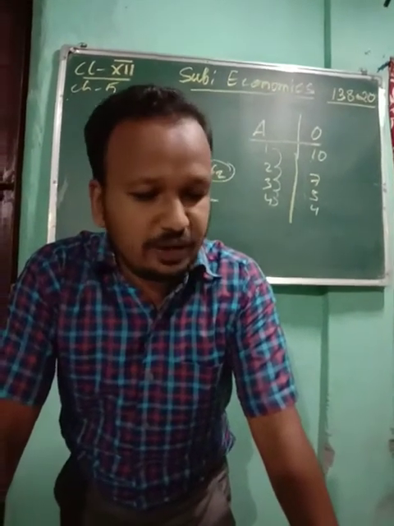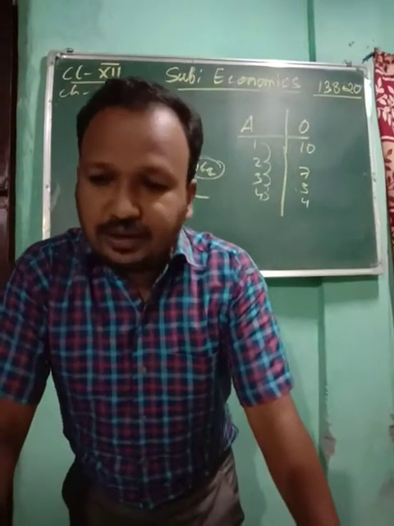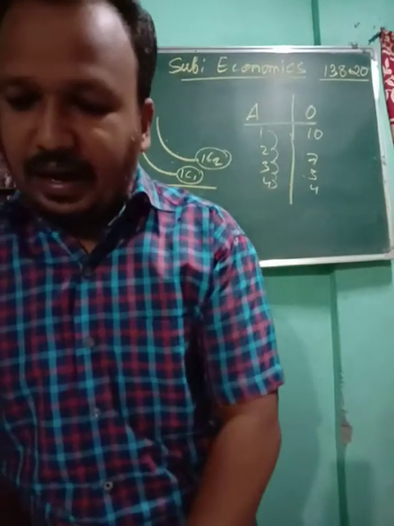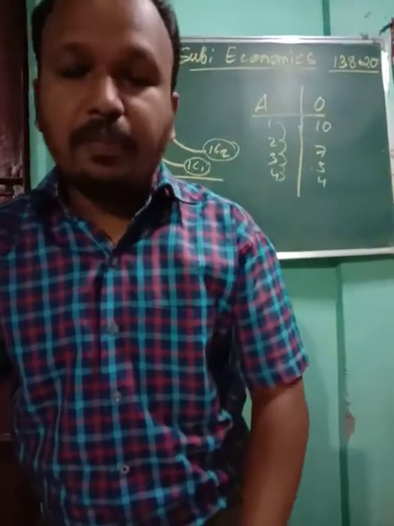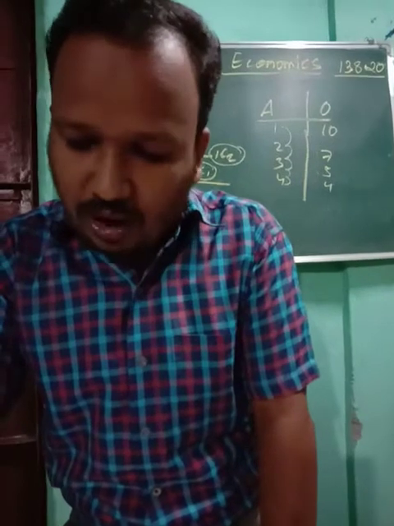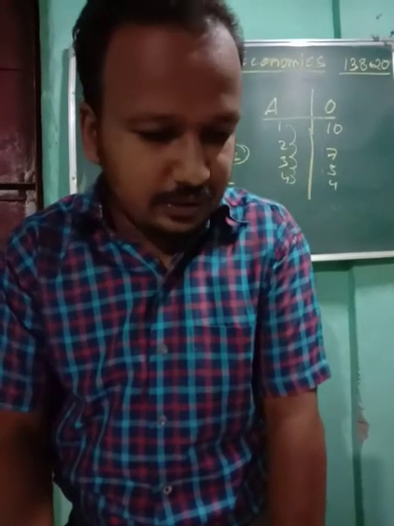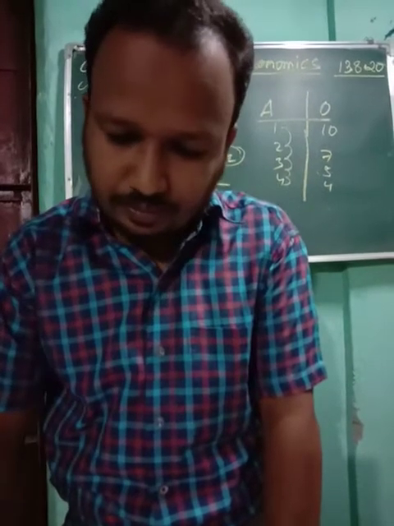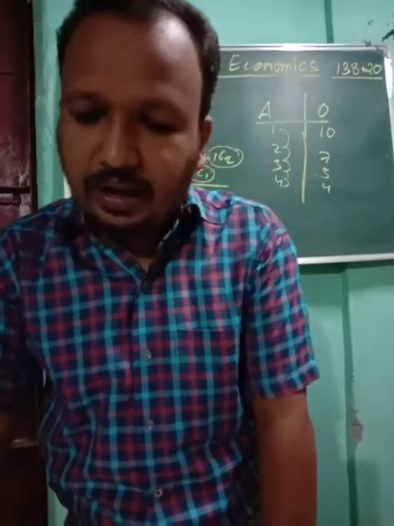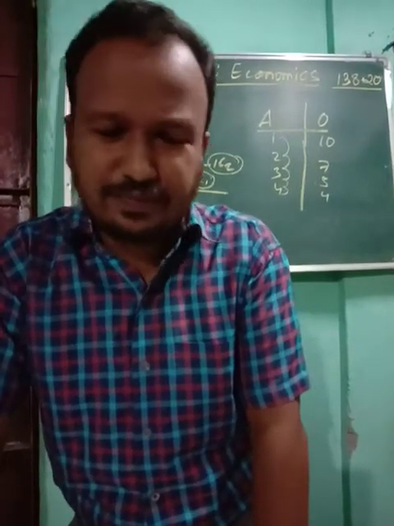Okay, so two indifference curves never intersect with one another. Children, in your new book so many points are given, but here only four are important. That is number 1 in your new book, number 2, number 4, and number 5. So these four are very important. These four only you will do.